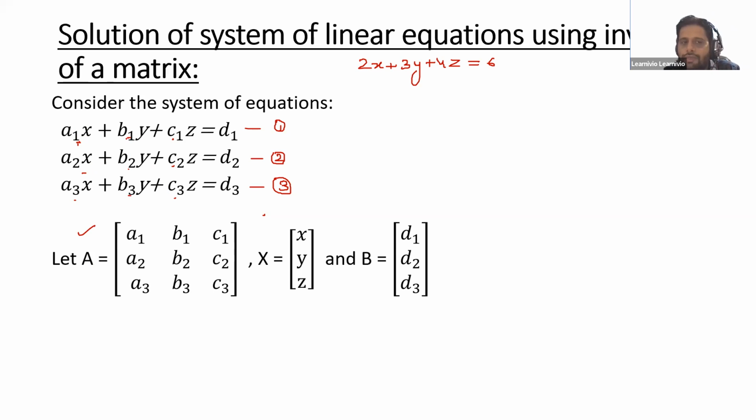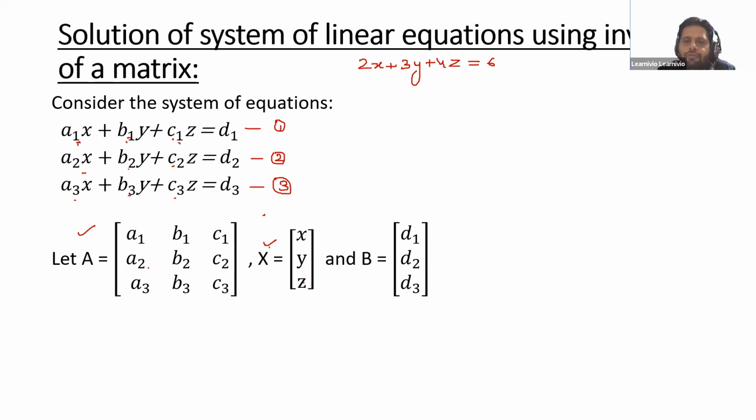First of all, coefficient of x, coefficient of y, coefficient of z. This X will always be the variables. Okay, so in this case, we have three variables. We will take x, y, z. Please take in this order. If the equation has only two variables, then ignore the z. In this equation, we have three variables, that's why we have taken the z. Now, B will always be d1, d2, d3.